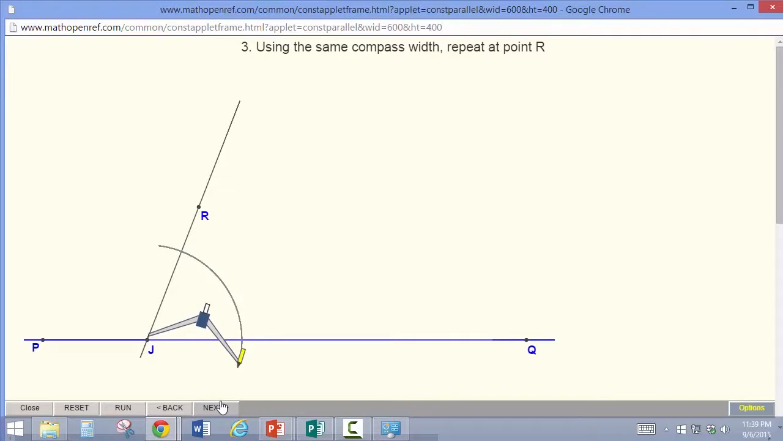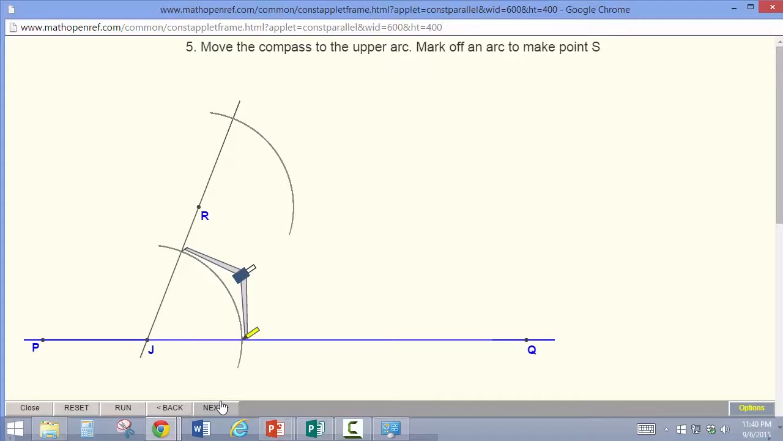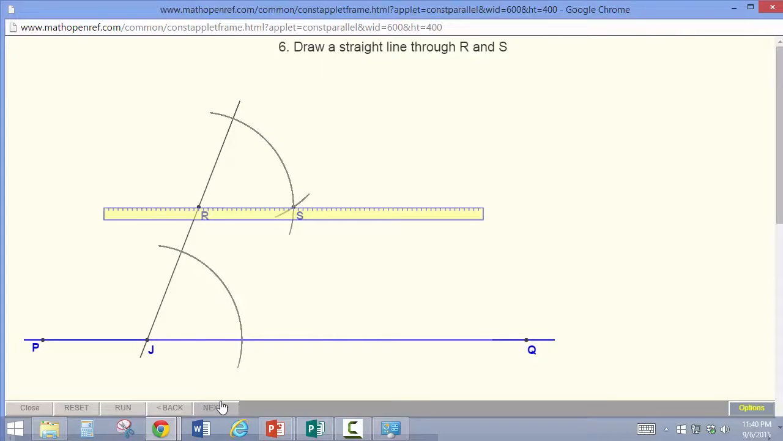Step 3. Using the same compass width, repeat at point R. Step 4. Set the compass width to the lower arc. Step 5. Move the compass to the upper arc. Mark off an arc to make point S. Step 6. Draw a straight line through R and S. And there you have it. The line RS is parallel to PQ.